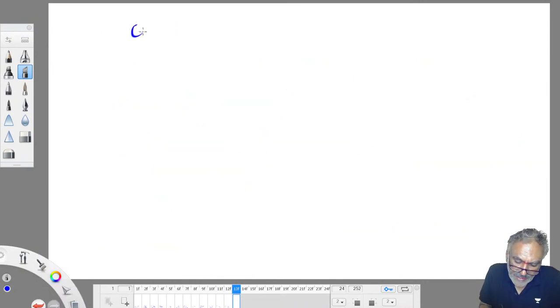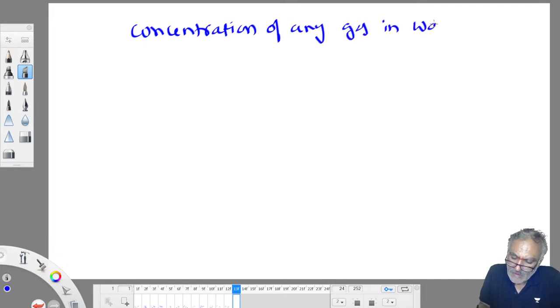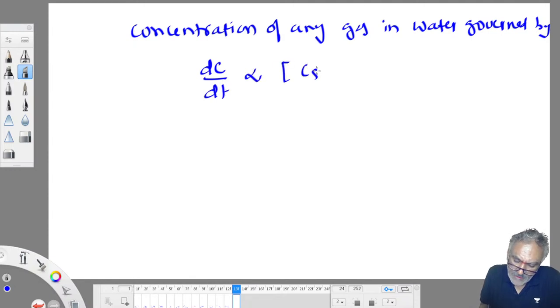So the concentration of any gas in water is governed by dC by dt proportional to Cs minus Ct. Here Cs is called the saturation concentration of any gas.